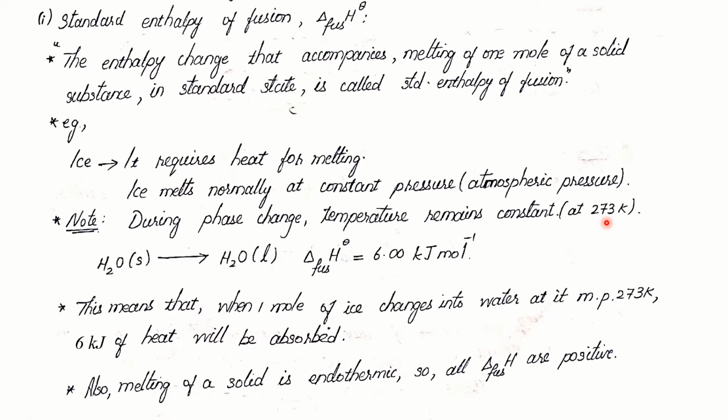Now the standard enthalpy of fusion when 1 mole of water in the solid state, that is ice, is converted to 1 mole of water in the liquid state is 6 kilojoules. Clear? This means that when 1 mole of ice changes into water at its melting point, that is 273 Kelvin, 6 kilojoules of heat will be absorbed. Clear? So, melting of a solid is an endothermic process. Hence all enthalpy of fusion values would be positive.